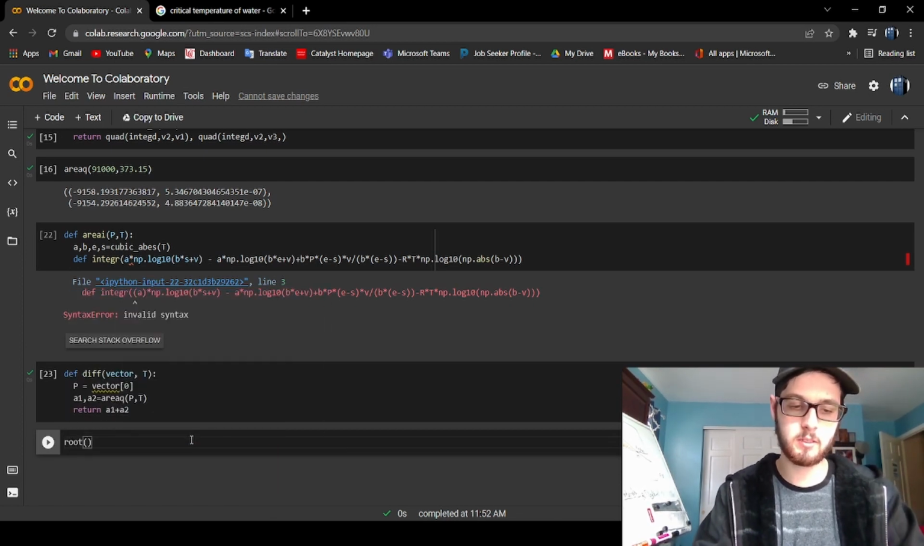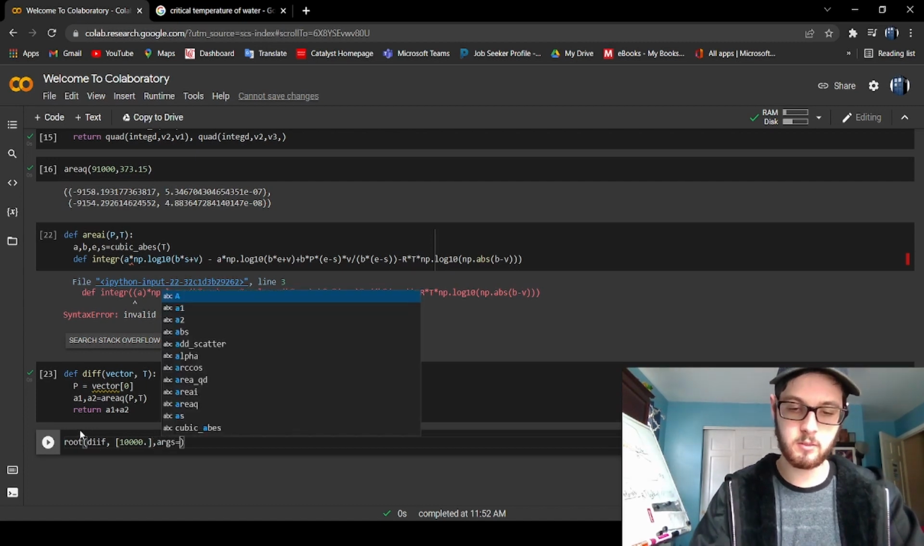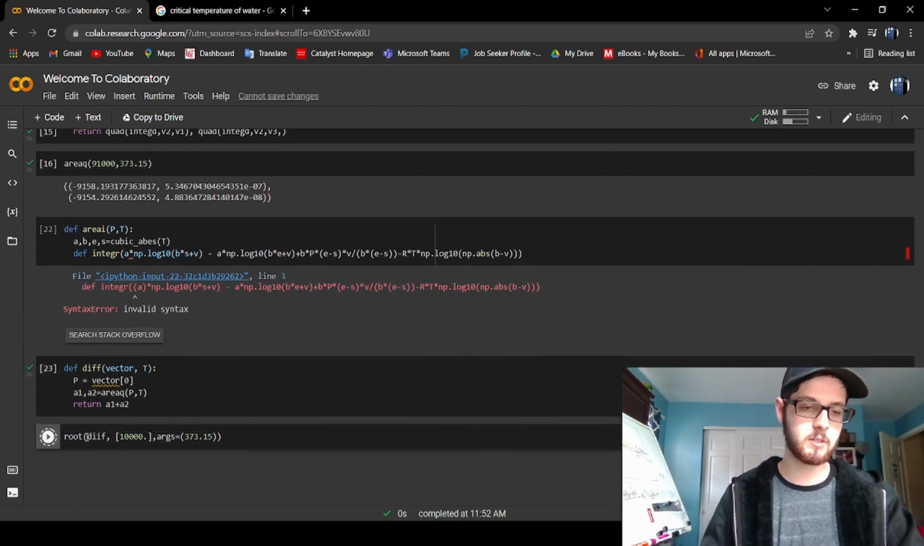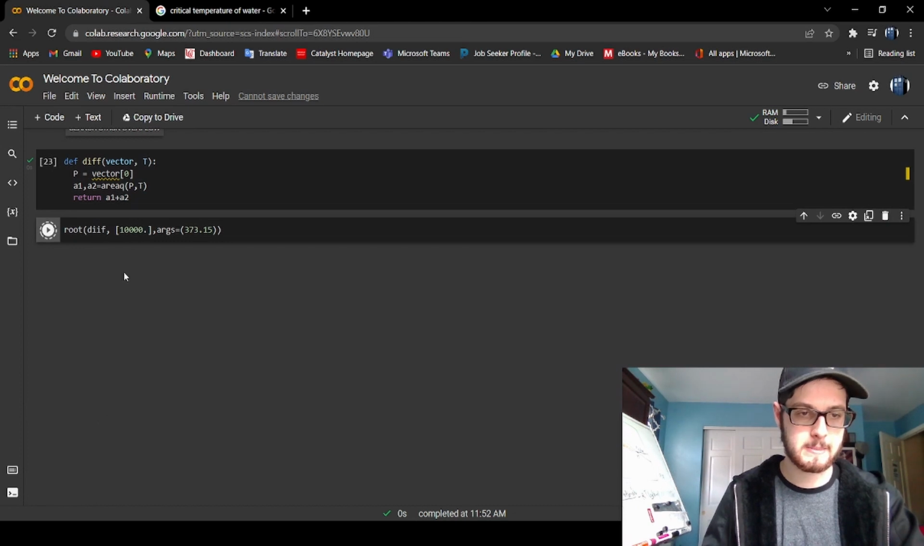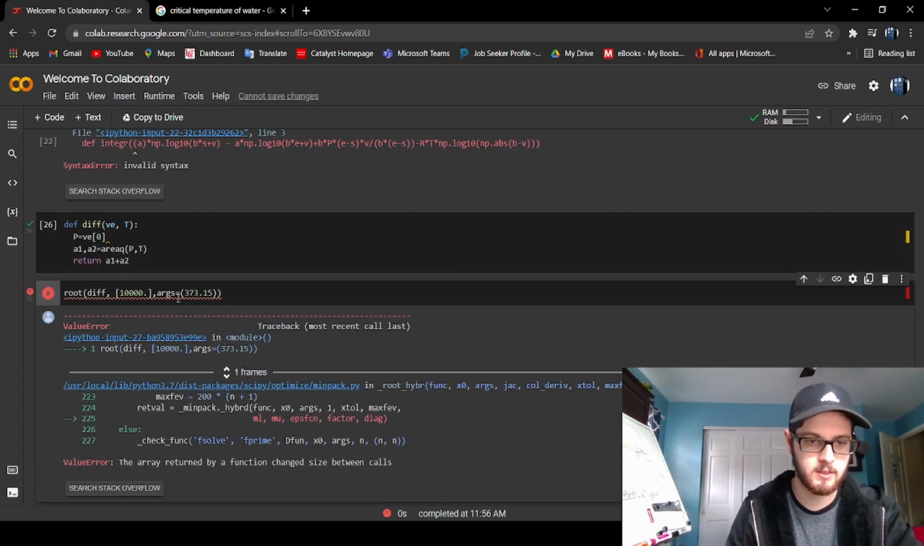To solve that, we want the difference function. We want the starting pressure to be 10,000 pascals, and then we want the temperature to be equal to 373.15. This should give us, well, that's not going to be right. Still not right. I gave you a function, and I gave you the arguments. What do you want?